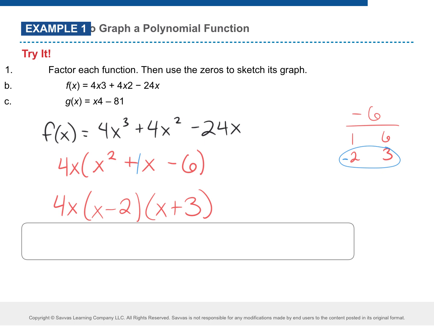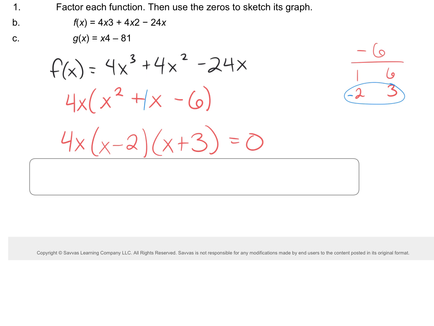Now are we in factored form? Yes. What if I told you to find the zeros? Set them equal to 0. Good. So, tell me one of my equations. X minus 2 equals 0. You're right. I heard 4x. 4x equals 0. X minus 2 equals 0. What's my other one? X plus 3 equals 0.